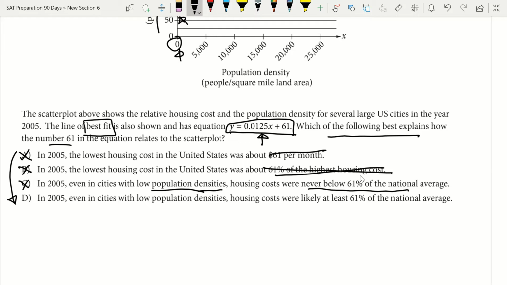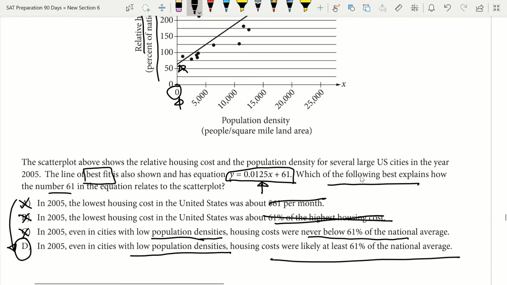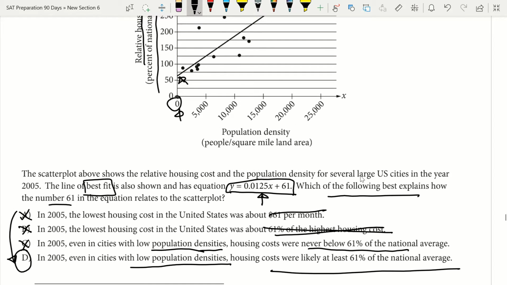D, in 2005, even in cities with low population densities, housing costs were likely at least 61% of the national average. Okay, that is true. In 2005, these cities with low population densities, their housing costs, according to our line of best fit, which is why we say "likely," are at least 61% of the national average, right? That's our y-intercept. We can't get lower than that. We can with points, right?